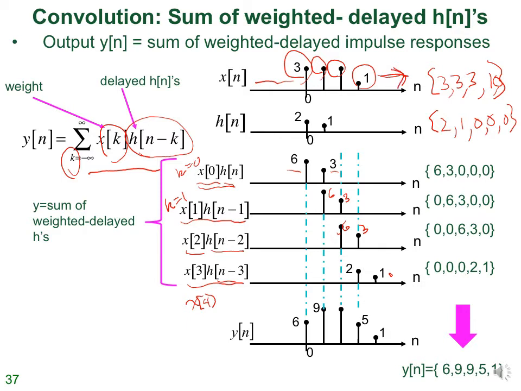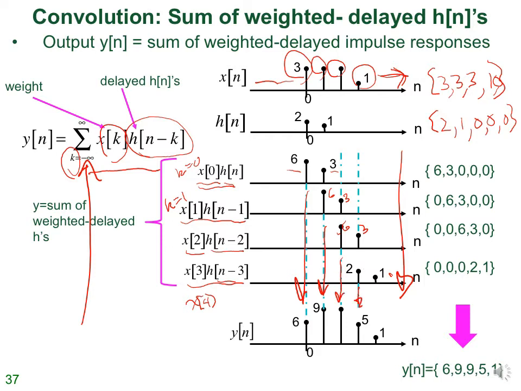Then finally, the last thing I have to do is the summation. So I add all these functions together, and so I get 6 in this column, I get a 9 in this column, I get a 9 with this 6 plus 3. Here I get a 3 plus 2, so I get a 5, and finally I just have a 1 at the trailing end.